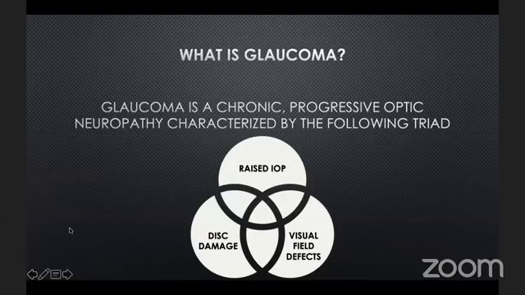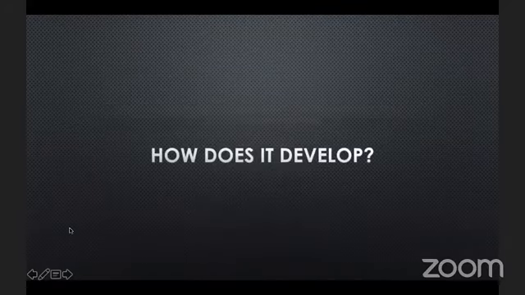So, we begin with today's lecture. First of all, what is glaucoma? Glaucoma is a chronic progressive optic neuropathy, which is characterized by the triad of raised intraocular pressure, damaged disc, and visual field defects. Now, how does glaucoma develop?